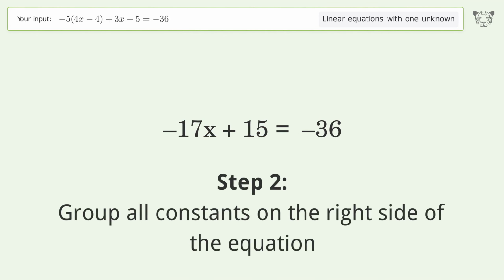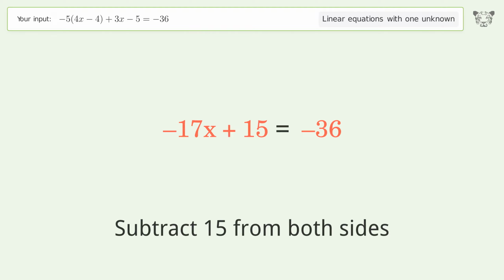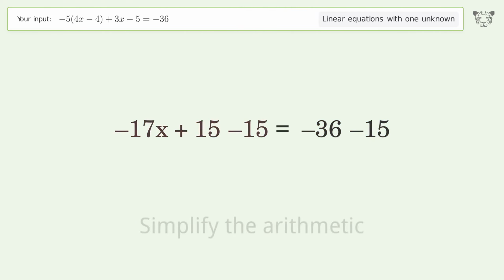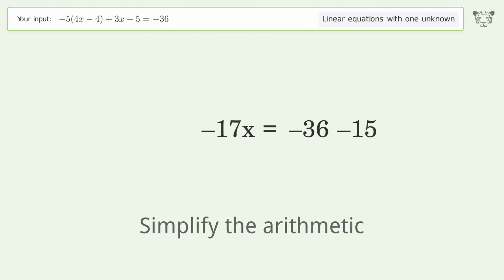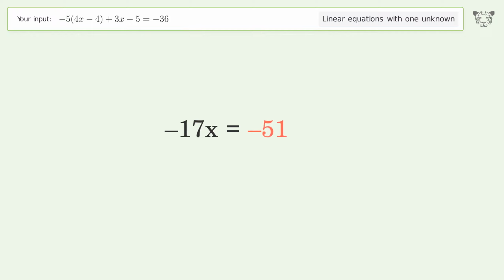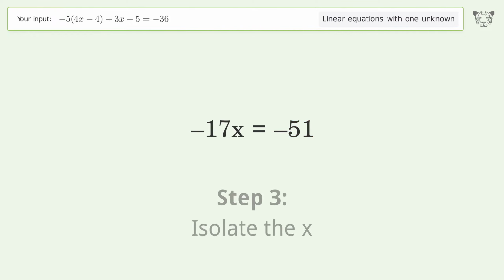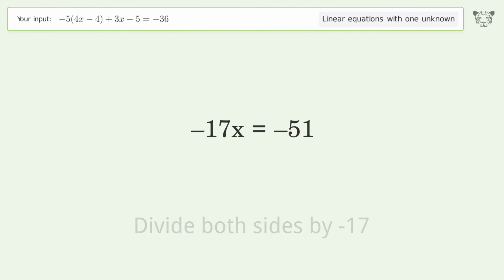Group all constants on the right side of the equation. Subtract 15 from both sides. Simplify the arithmetic. Isolate the x. Divide both sides by -17.